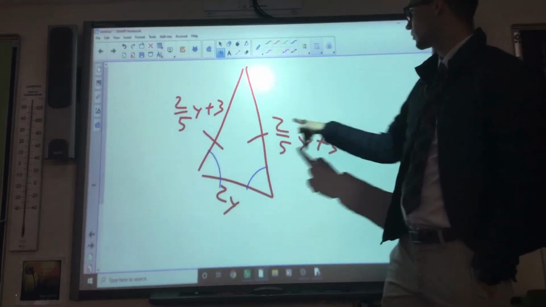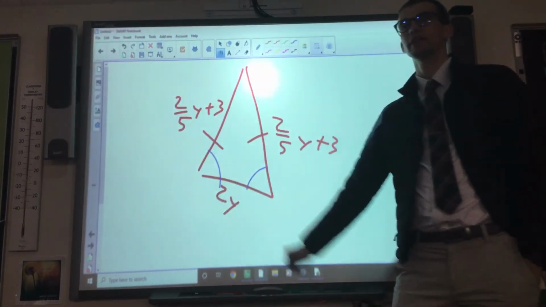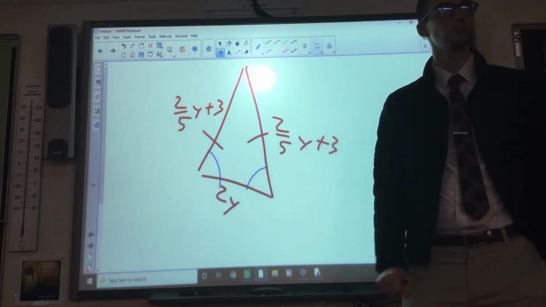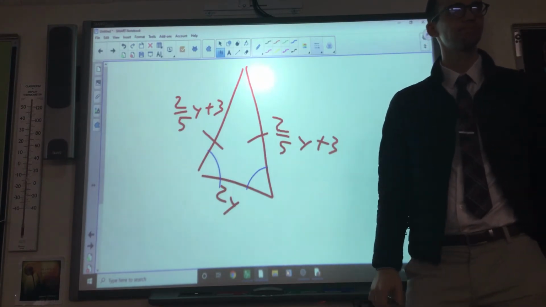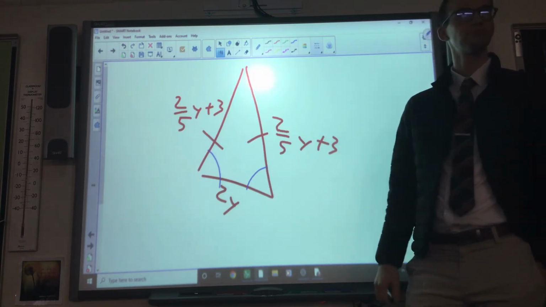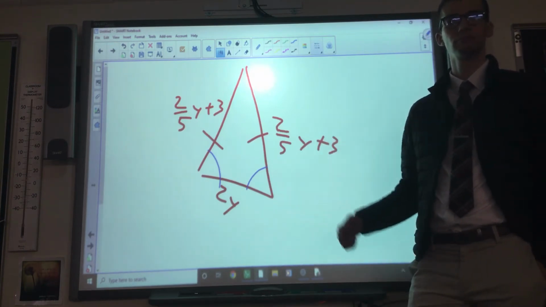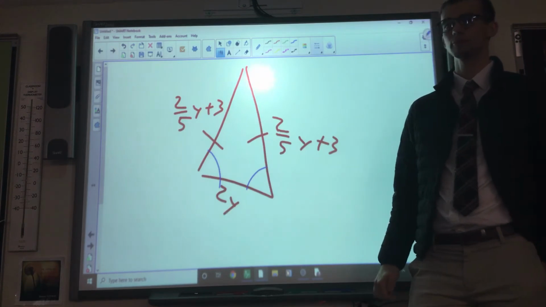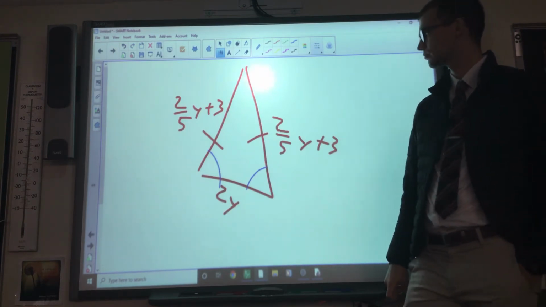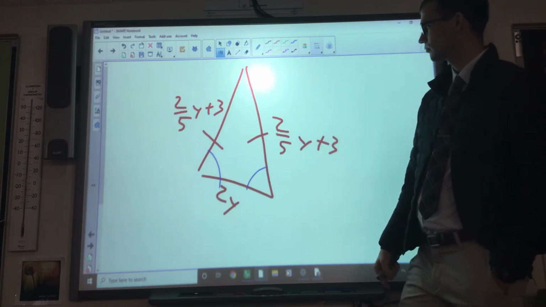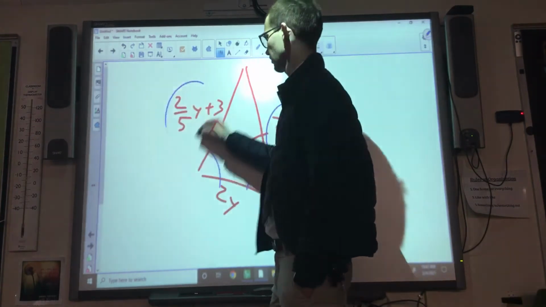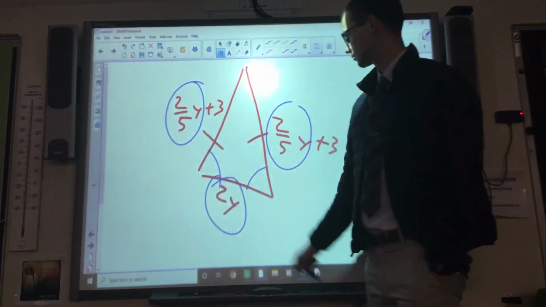Anyways, so here, first thing we have to add is all the sides. What do I have to add? Finding the perimeter. 2y plus 2/5 y plus 3 plus 2/5 y plus 3. So we have to add all of them together. So let's just add all the y's together. 2y.